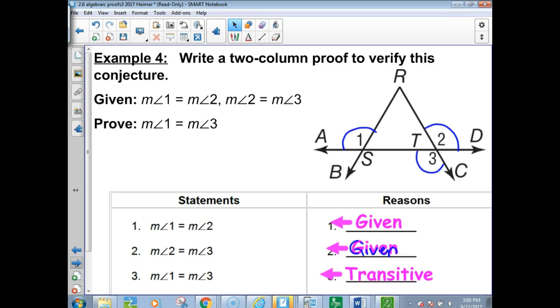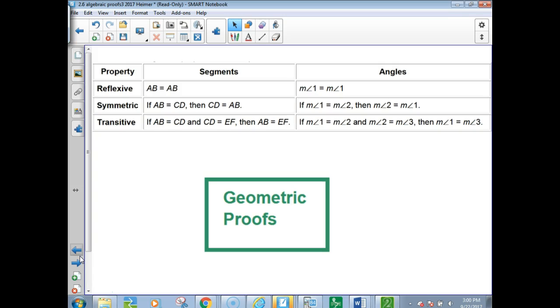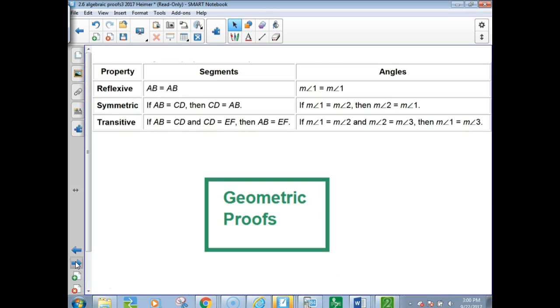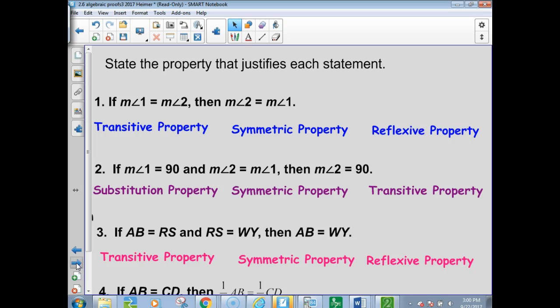Okay. Next thing I'd like to go over with you. I know I went backwards instead of forwards. Now we're going to practice identifying the properties. So maybe you can help me out with that. It's really not the time to throw things away. State the property that justifies each statement. The measure of angle 1 equals the measure of angle 2, then 2 equals 1.